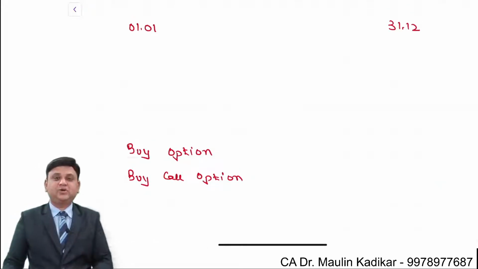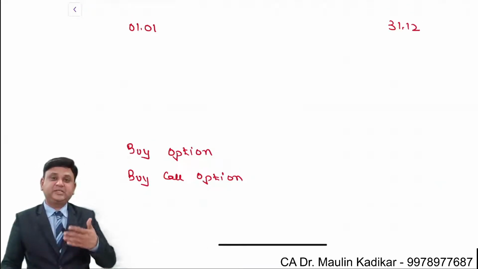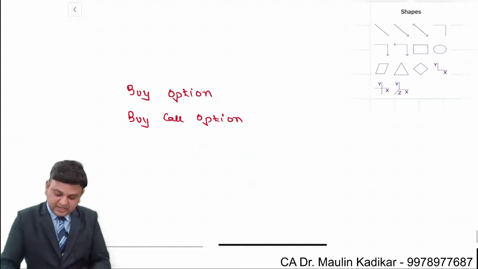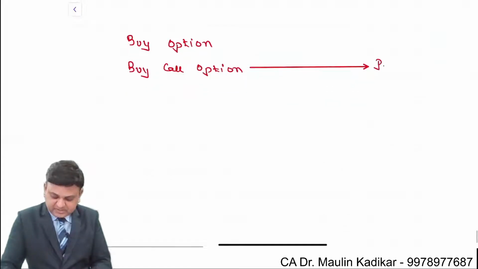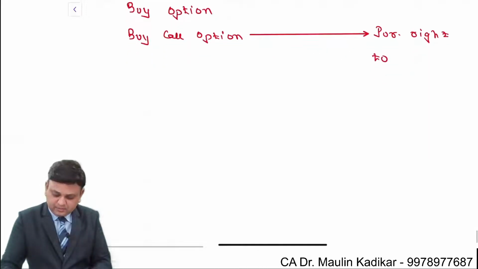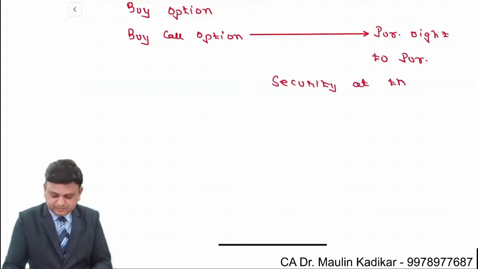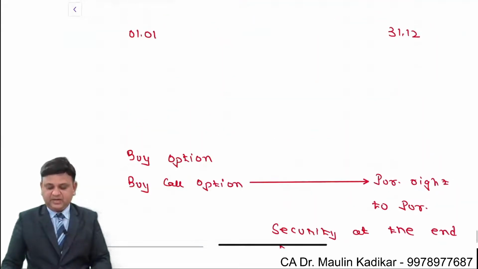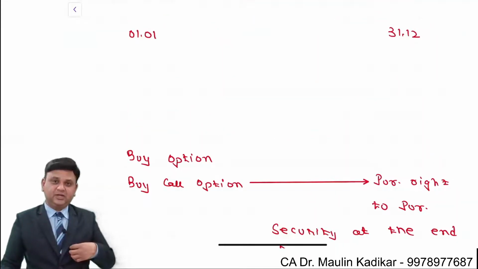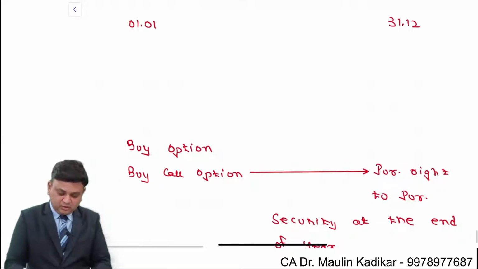Now if at all you purchase call option today, then in that case you purchase the right to purchase the security at the end of the year. You purchase the right to purchase security at the end of year. Now as you are going to purchase security at the end of the year, so today what you will do, you will sell security.